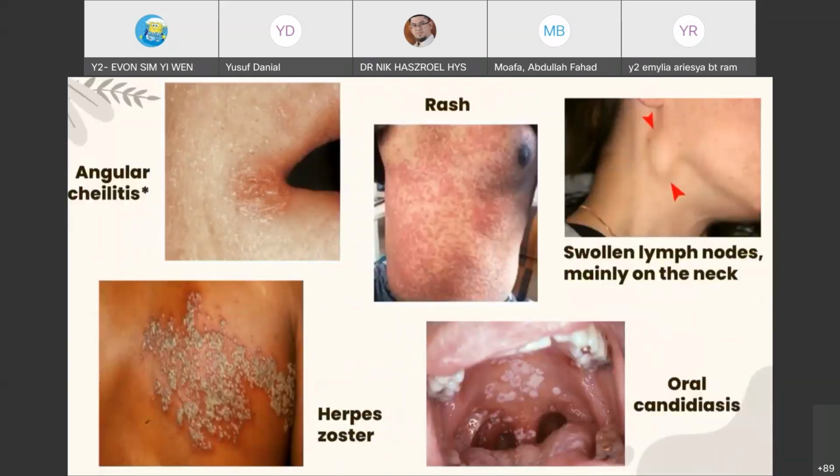So these are the diagrams to illustrate the signs and symptoms. For the first one, angular cheilitis is a common skin condition that affects the corners of the mouth. Herpes zoster is a viral infection that occurs with reactivation of the varicella zoster virus, and is usually a painful, self-limited dermatomal rash. It's very common in HIV patients. Oral candidiasis is characterized by multiple superficial creamy white plaques and is common on the hard and soft palate, as shown in the diagram.